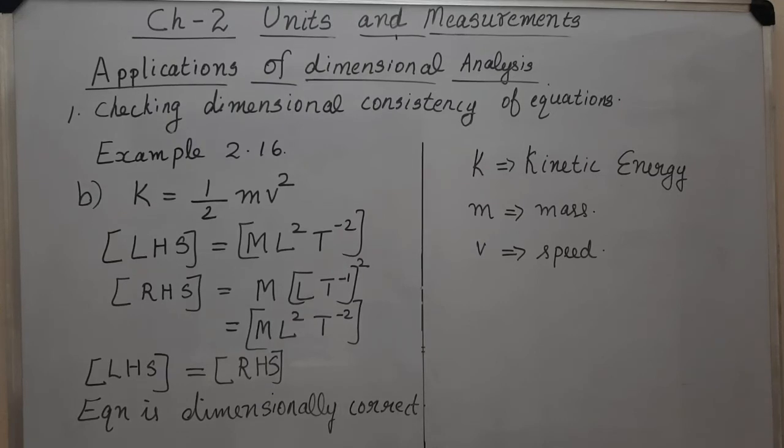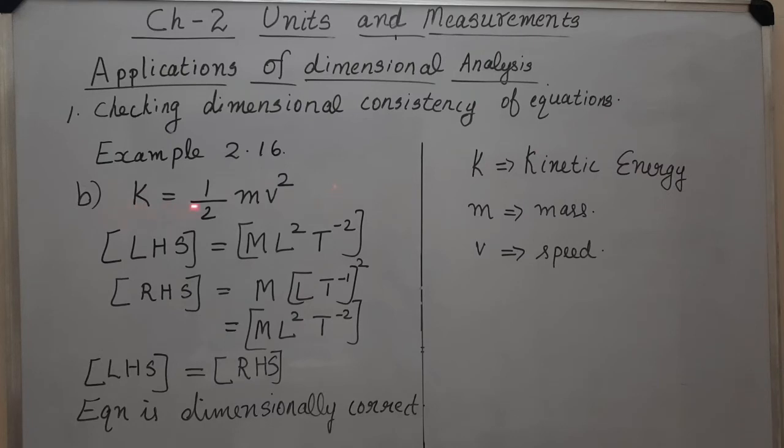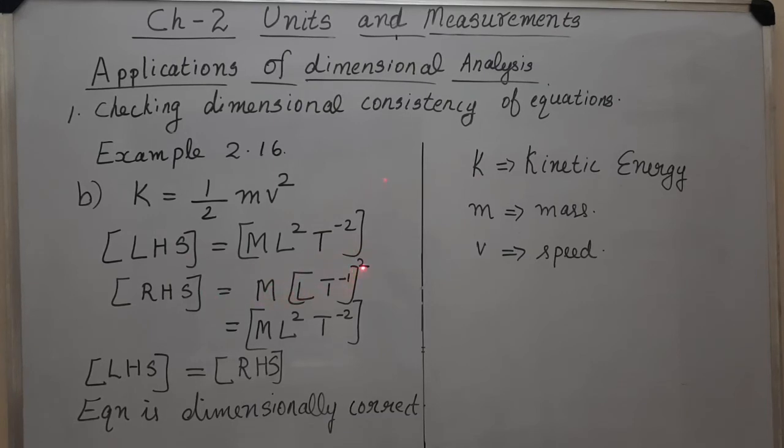Now the B question, it's given. Now in question B, K is half mv square. Even without checking, we know it is correct, but we follow the usual method. So on left hand side, this is, as we said earlier, right hand side m into v square. So M L T raised to minus 1 whole square. So M L square T raised to minus 2. So dimensions on left hand side and right hand side are the same, and hence the equation is dimensionally correct.